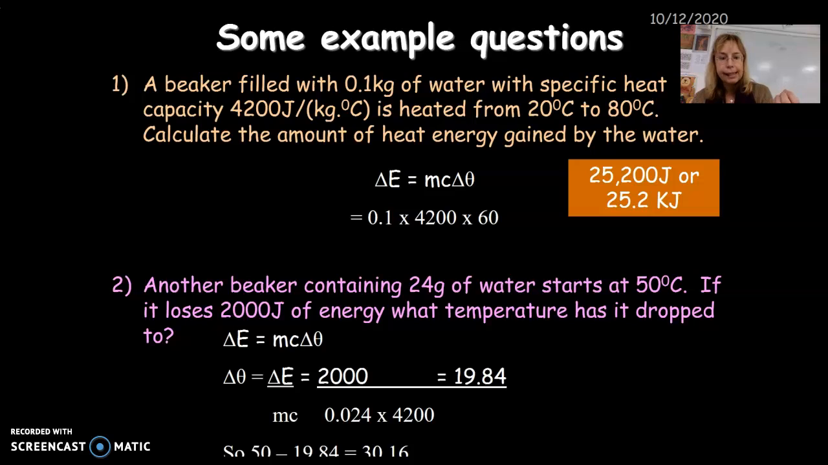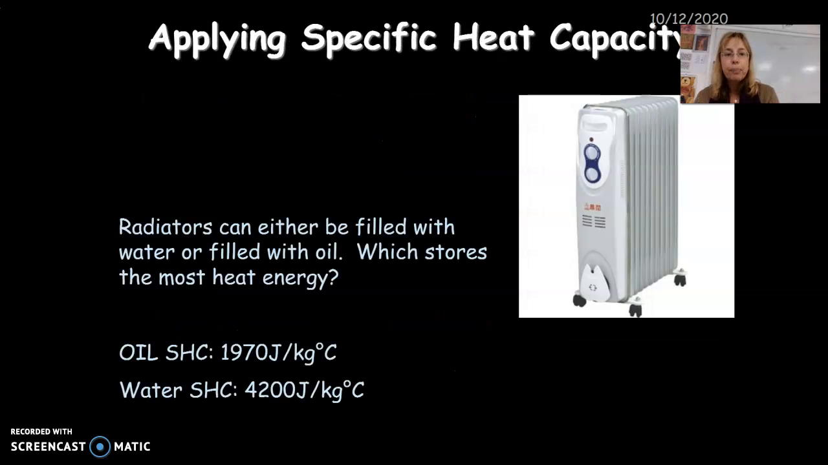But the question says, what has the temperature dropped to? So if it started at 50, and the overall change is 19.84, I've got to subtract that, and I get an answer of 30.16 degrees Celsius, or if I do it to 3 significant figures, it's 30.2 degrees Celsius. Okay, hope you did well then. If you've got anything wrong, just purple pen it so you've got a good worked example and a challenge example to go through. Now, how do we apply this?